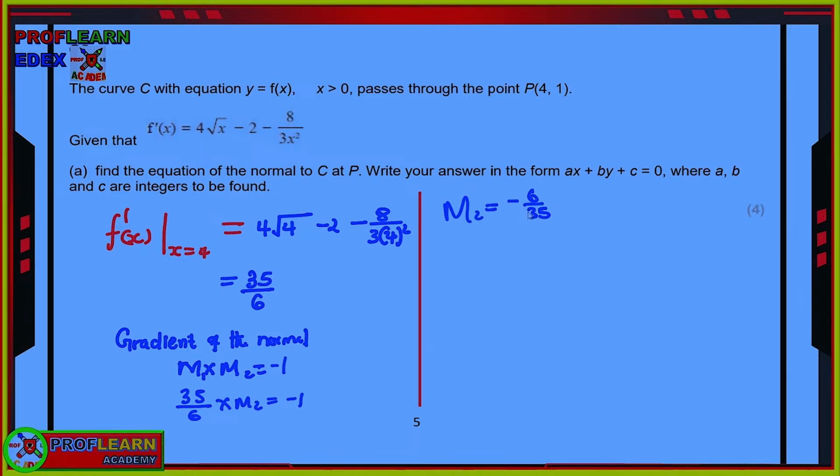-6/35. Now, since we are talking about a normal that is passing through this point (4, 1), we can use that point and the equation of the form y = mx + c, which is the equation of the straight line. Then we are going to substitute into this equation. Where we have y, we write 1. Where we have x, we write 4. And where we have m, it will be -6/35.